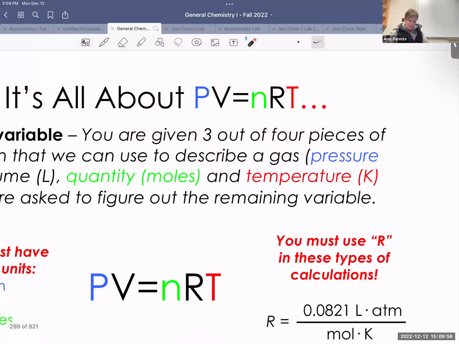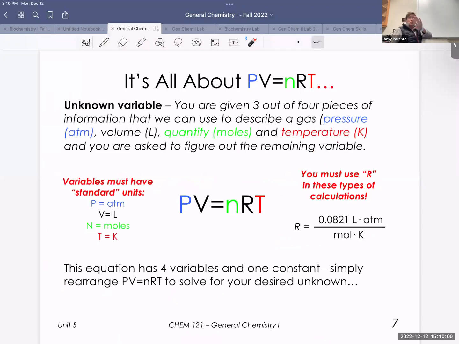So this is going to be a good way to summarize this. There's 2 kinds of problems. We just did an unknown variable kind of problem. That's using PV equals nRT, and you will always use R in these types of equations because you're solving for one of those other variables. Again, 2 classic mistakes that students make when using this equation: they won't have n as moles, so you have to make sure that it's moles, or they'll try to use PV equals nRT with a substance that's not a gas. So make sure that if you're using PV equals nRT, it's moles of a gas.